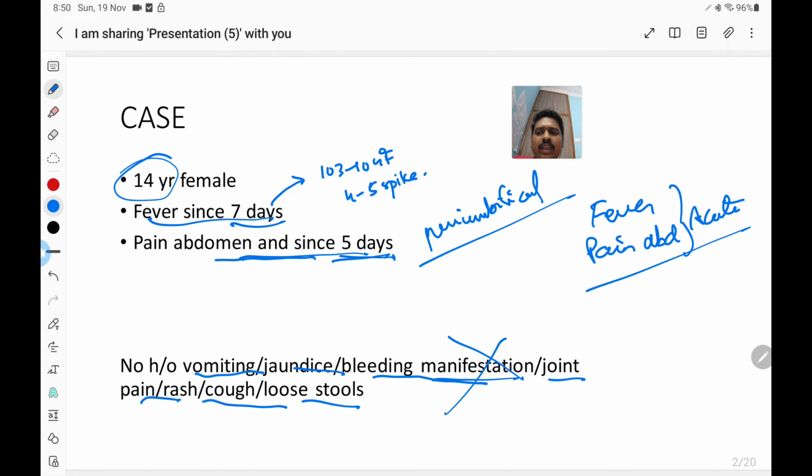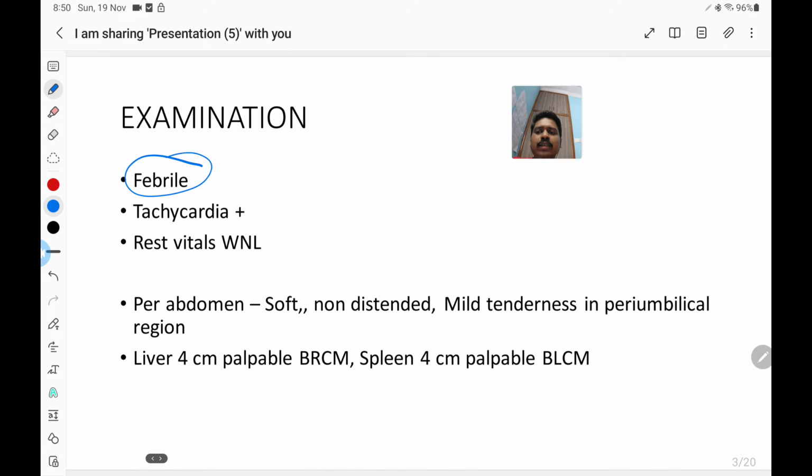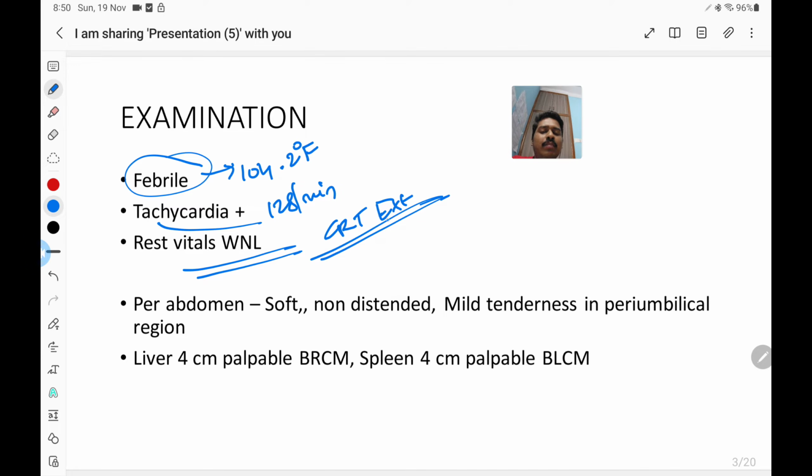So initially we thought that this could be an acute febrile illness, and so we proceeded ahead with examination. In examination we found that the patient was febrile with a temperature of 104.2 degree Fahrenheit. She had tachycardia of 128 per minute. Rest of the vital examinations such as respiratory rate, pulse pressure, pulse volume, CRT, extremities, all were within normal limits. The extremities were warm. So all these were within normal limits, just she had a fever and tachycardia.